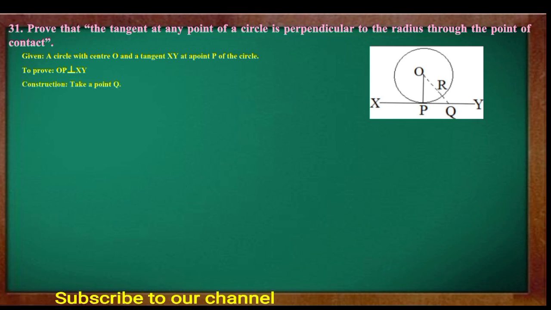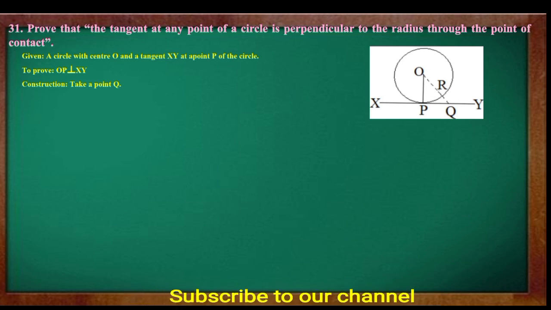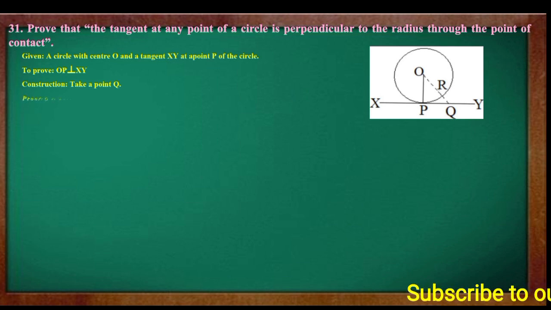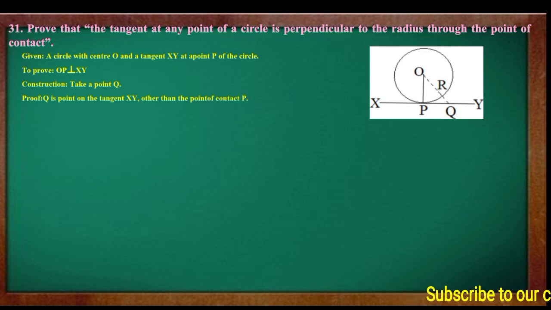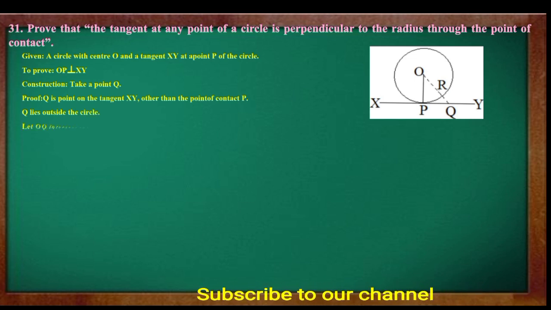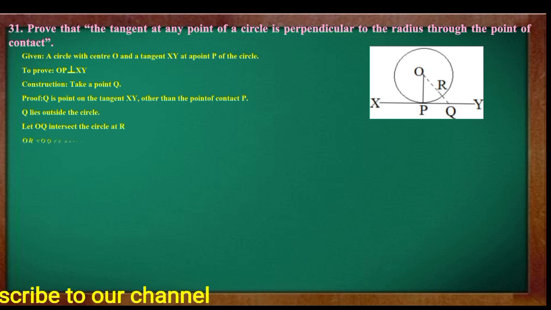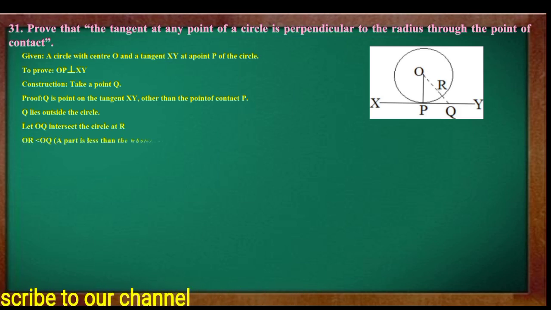Take a point Q on XY, the tangent other than the point of contact P. Q lies outside the circle, therefore let OQ intersect the circle at R. OR is less than OQ because a part is less than the whole. We learned this axiom in 8th class.